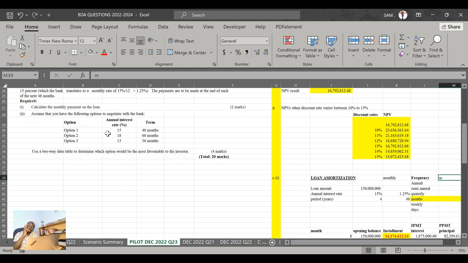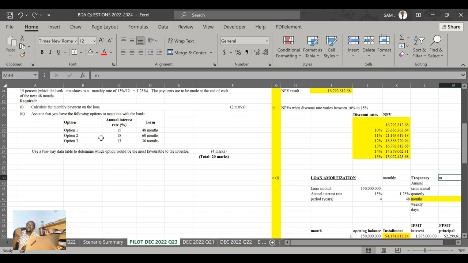We have another option number 2. We can give you this loan at 18% interest rate per annum, and you repay it back in 60 months. Option number 3 that the investor has been given by the bank is to repay back the loan in 36 months. But at what interest rate? At 13% per annum. Now, as an investor, what are you looking at in terms of being favorable?